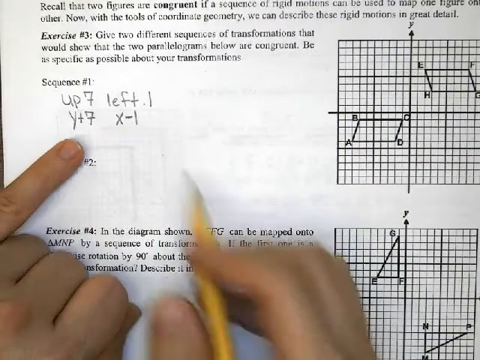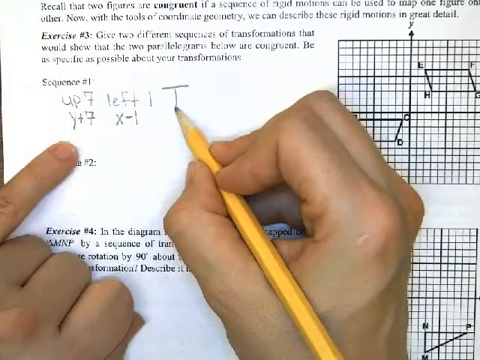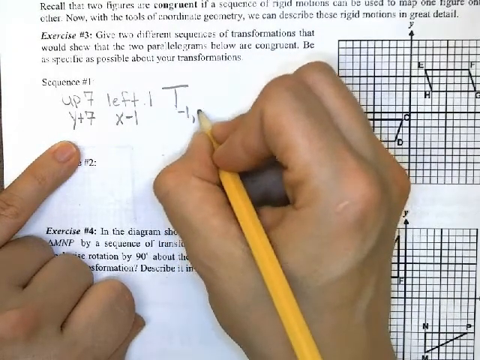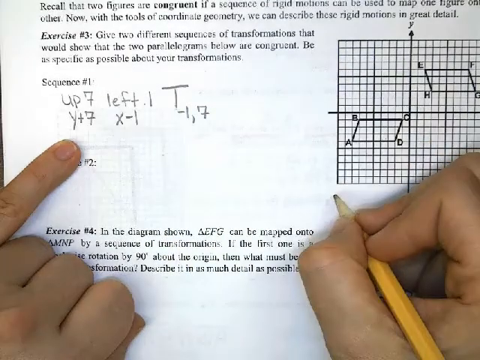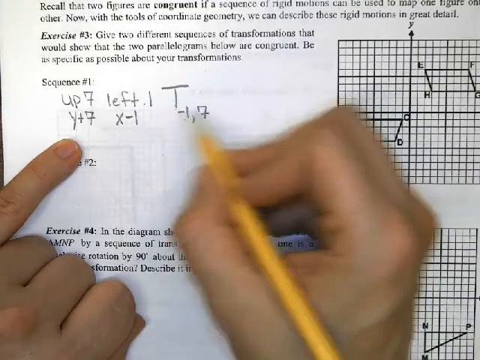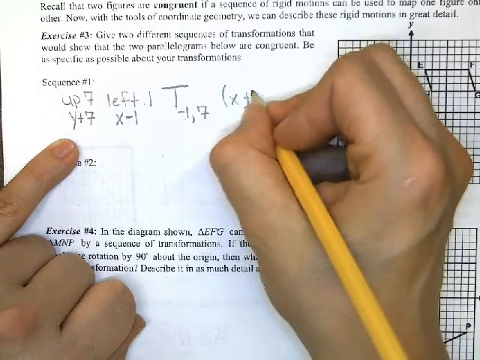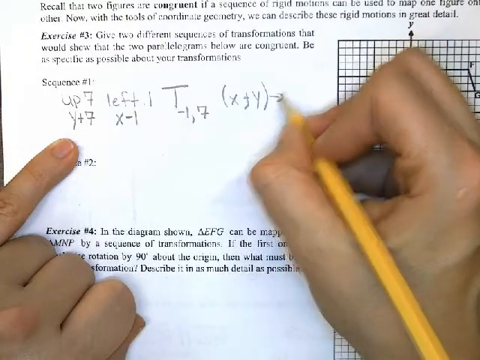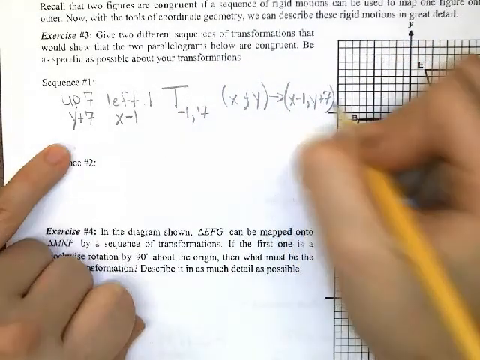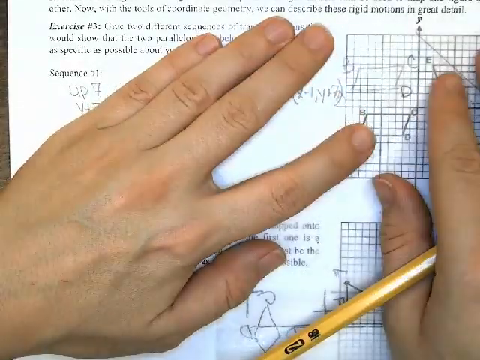Now I'm going to write this in proper notation of a translation, with a capital T. I'm going to do minus 1 to the x-coordinate, comma, and add 7 to the y-coordinate. It looks like another coordinate pair, but they're really just telling you to take the x and the y and change it into x minus 1, y plus 7. Now I have my image where I want it to be, and that was here.